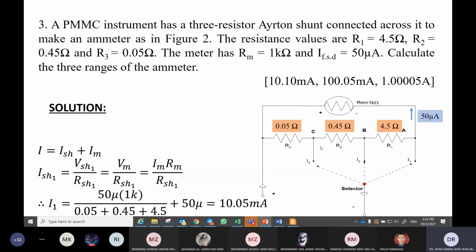Okay, I equals I shunt plus IM. I shunt 1 is equal to V shunt 1 divided by R shunt 1.